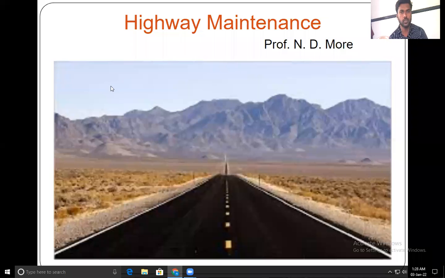Okay, so today we are starting our new chapter, that is highway maintenance. In this chapter, we are going to study the different methods that are required to perform the highway maintenance. That is, different methods for the flexible pavement, then for the rigid pavement. What are the different failures of the rigid as well as the flexible pavement, and how we are going to do the maintenance for that. Okay, that we are going to study in this chapter.